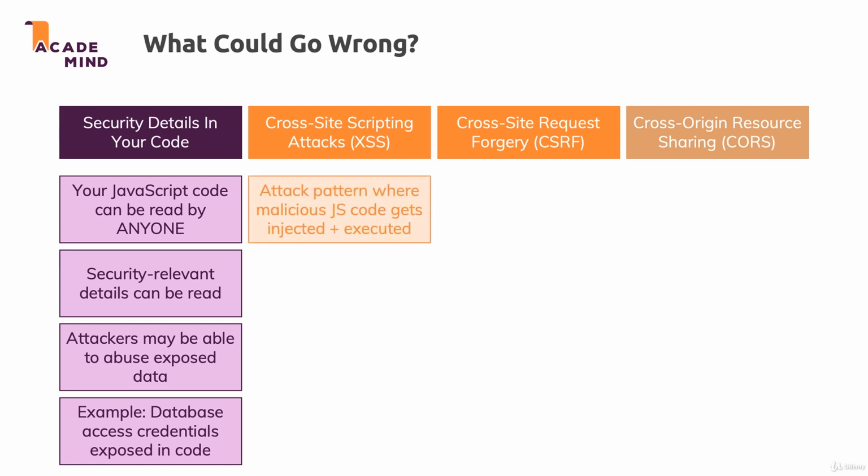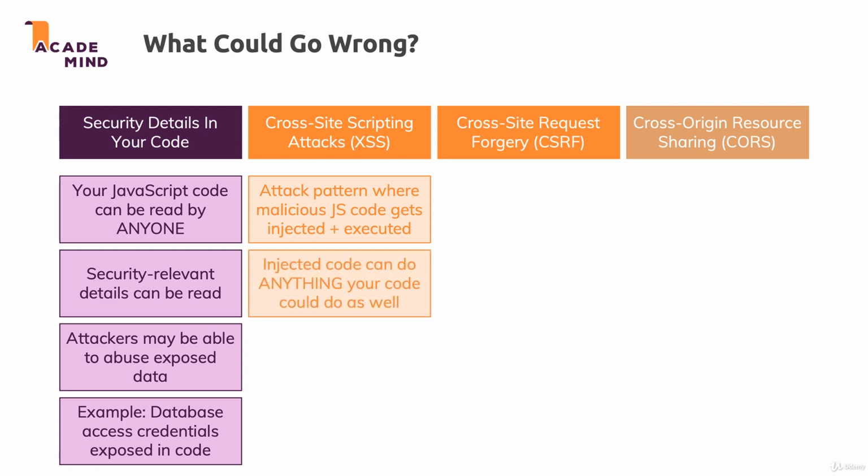This is an attack pattern where malicious JavaScript code gets injected into your application and is executed there. Now I'll show you an example for this because it can sound abstract at first, but this is really a dangerous attack pattern. You have to imagine if people are able to add code to your application, which all users of your application therefore execute, they are effectively executing code on the behalf of these users and at the same time on the behalf of your application on the machines of those users.